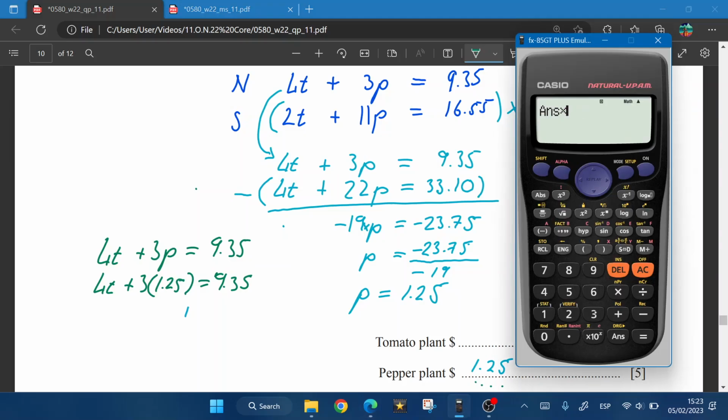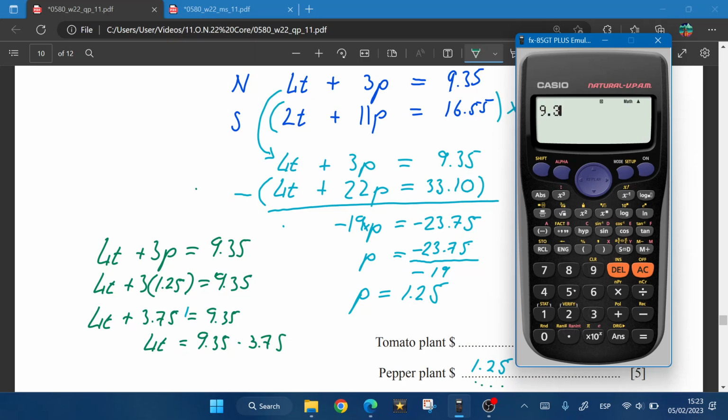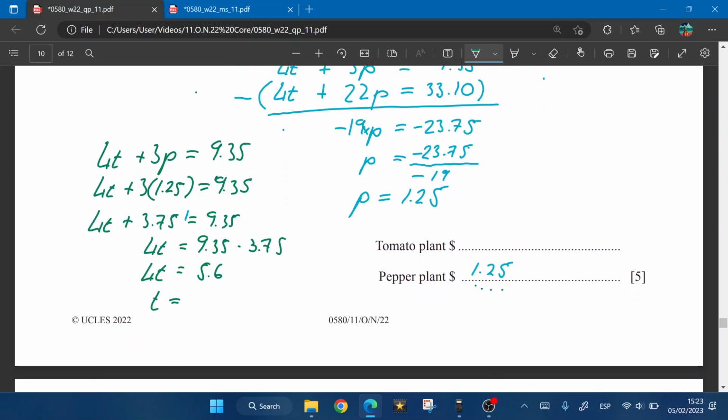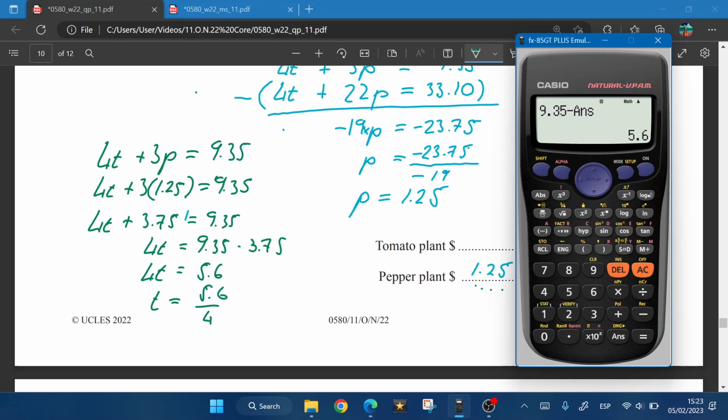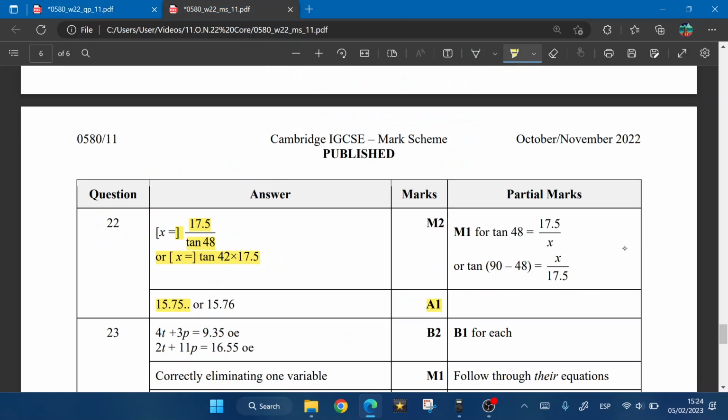So what we need to do now is times that by 3. That means 4t equals 3.75. Next step would be to subtract 3.75. So we put 9.35, subtract my previous answer. So 4t equals 5.6. Last step then, of course, divide by 4. And we get the price of the tomato plant, $1.40.